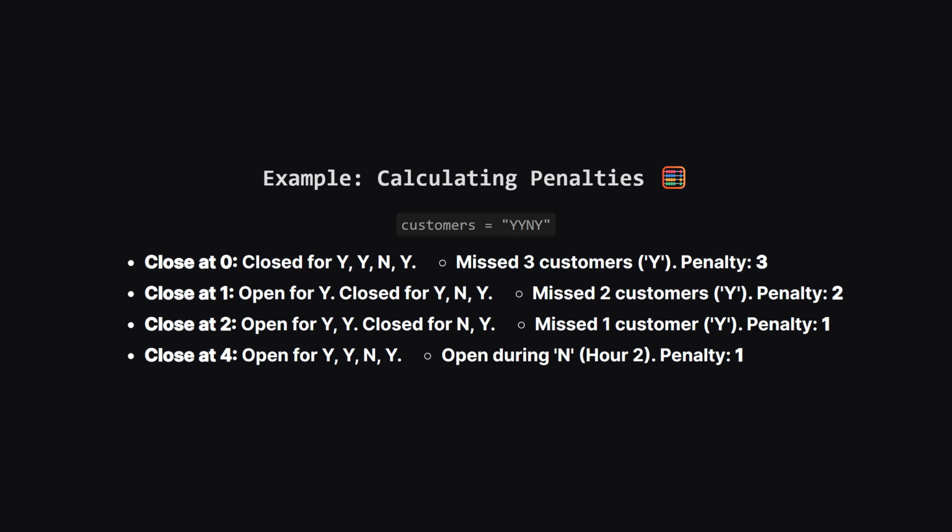But we are closed for hour 2 and 3. Hour 2 was N, so being closed is fine. But hour 3 was Y, so we missed that customer. That gives us a total penalty of 1. If we check all options, we see that closing at hour 2 or hour 4 both give a penalty of 1. The problem asks for the earliest hour, so the answer is 2.